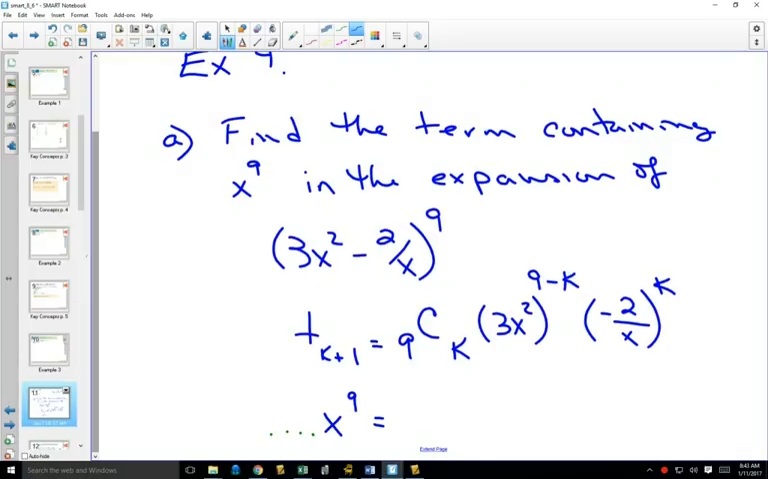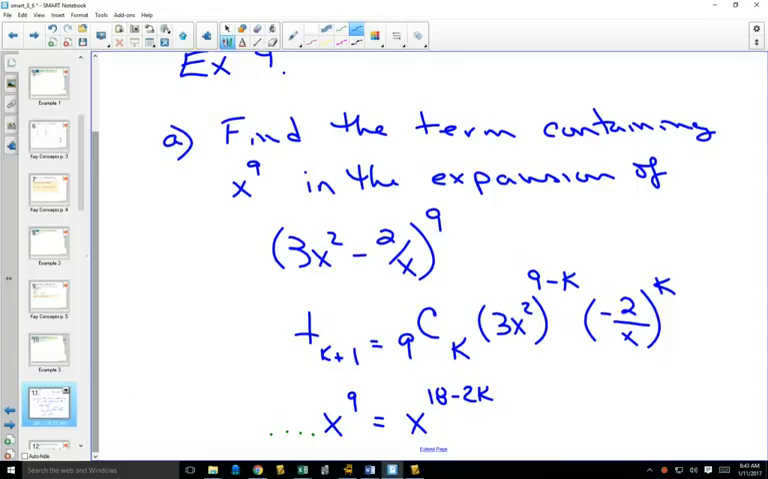So in this first term, how many x's are there going to be, and what's the exponent going to be? Well, we would have an x squared to the power of 9 minus k. And your exponent laws would say, what do we do when we have a power to a power? We multiply them. So it's going to be 18 minus 2k. And can you see that that will be all the x's that are on the top of your equation?